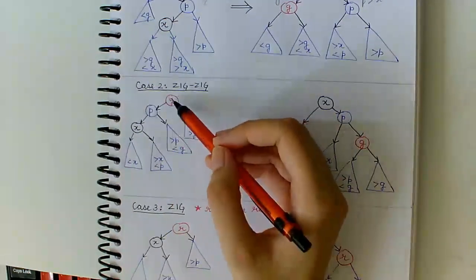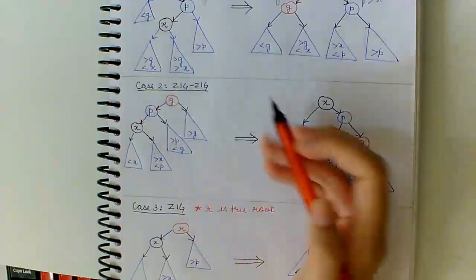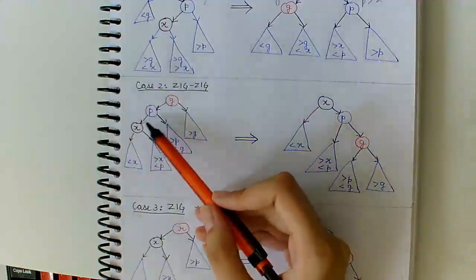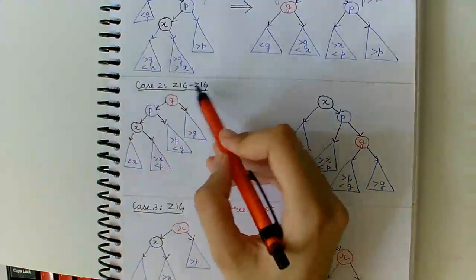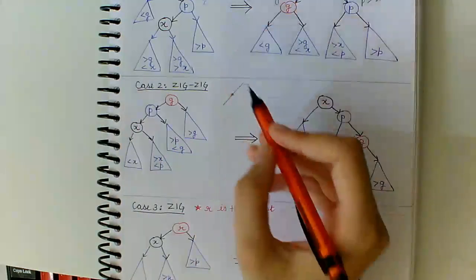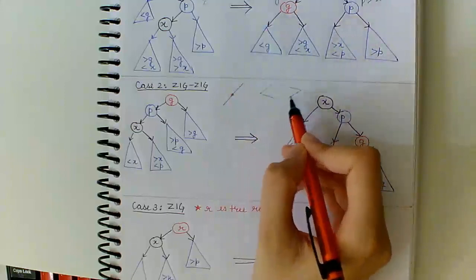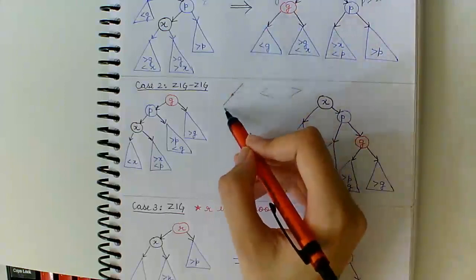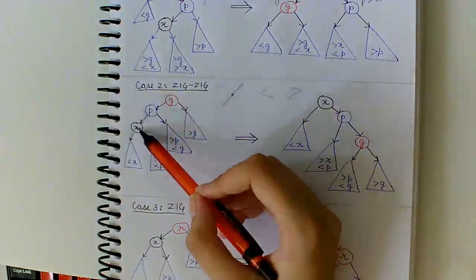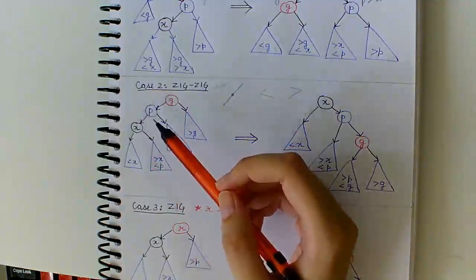So case 2, zig-zig operation. In this x is either to the left of the grandparent or the right of the grandparent. So we are here seeing the case when x is in the left of the grandparent. This is like a straight line. In zig-zag we have left-right or right-left, and this is in the same direction, so we call it zig-zig.